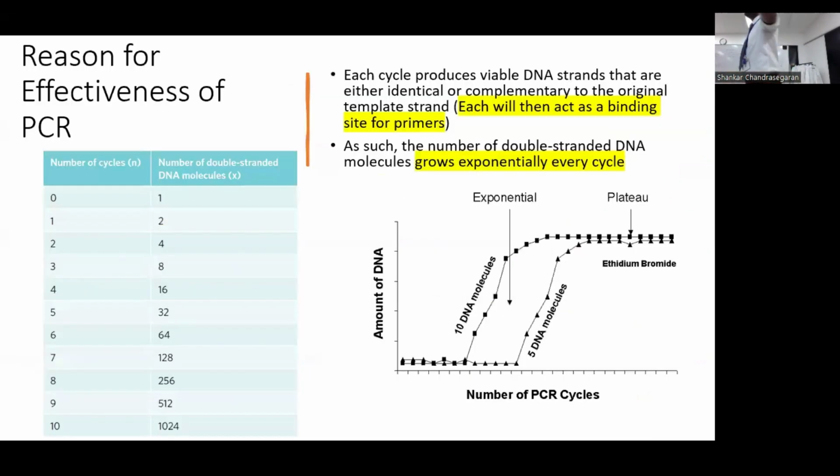Okay, anyone confused about PCR so far? Okay, the 3 steps: denaturation, annealing, and elongation.